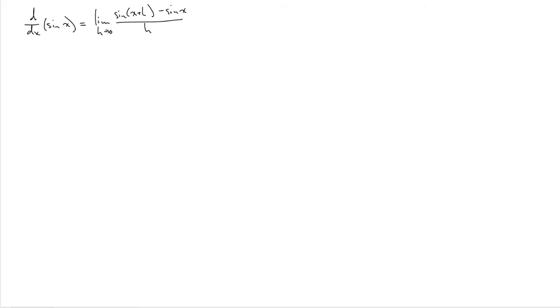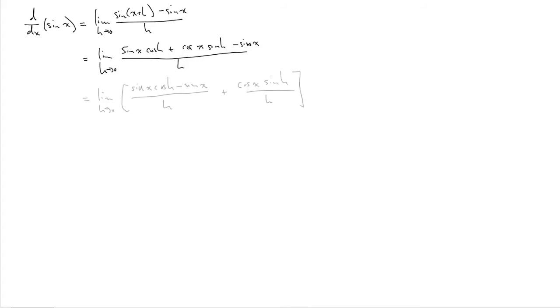This is the limit as h approaches 0 of the sine of x plus h minus the sine of x, all over h. Remember those trig identities that we were looking at recently? Well, the sine of x plus h is the sine of x times the cosine of h plus the cosine of x times the sine of h. So all that we've done here is apply that identity.